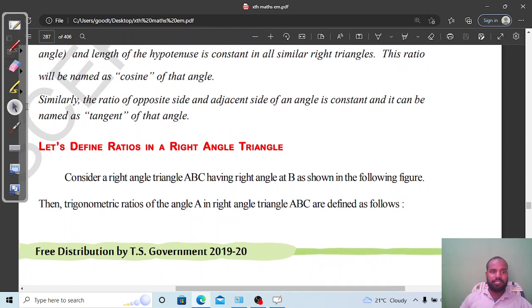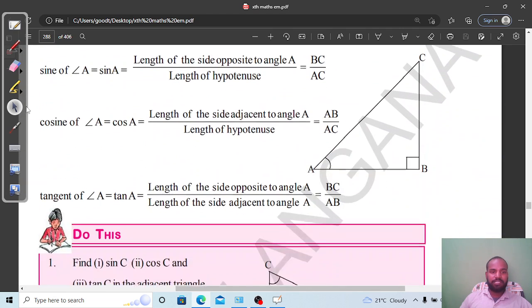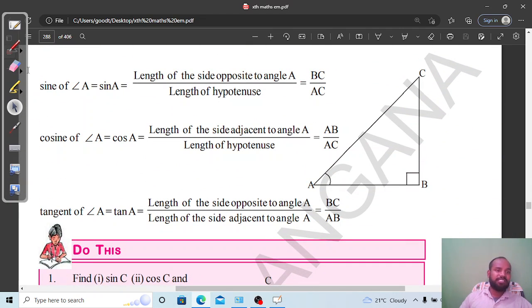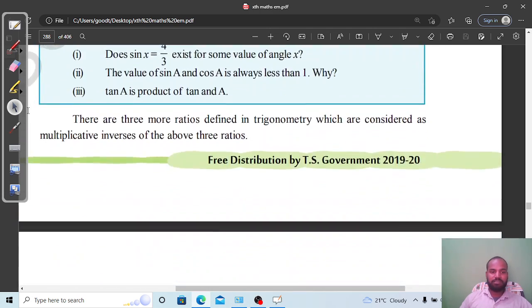Next, ratios of the right angle. Sine of angle A is sin A. Next, cosine, COSINE, cosine of angle A equal to cos A. Next, tangent, TANGENT. Tangent of angle A we simply call as tan A. Three are there; the remaining three we will learn.